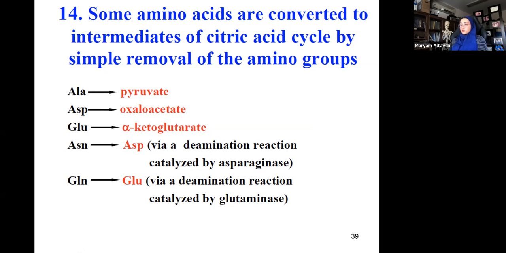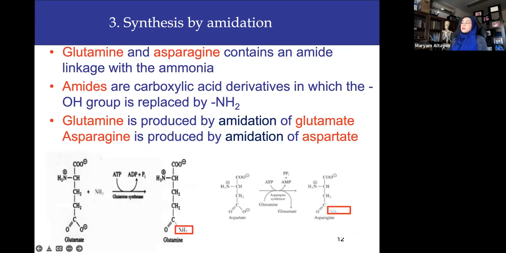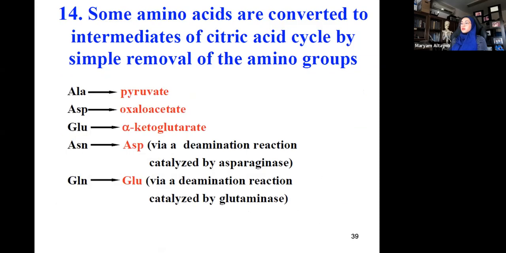Let me go back to the slide just so I solidify that for you guys. Remember, amidation is how you convert glutamate to glutamine, aspartate to asparagine. Deamination is going to be the opposite. So you're removing an amine group instead of adding it. Okay? So this is the deamination reaction, and you can do this for various amino acids, but just keep these in mind.